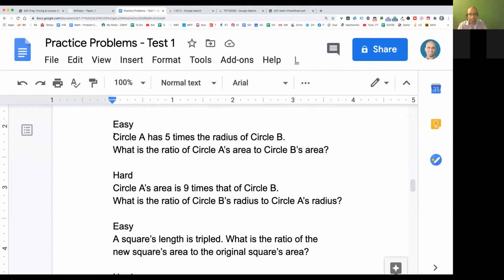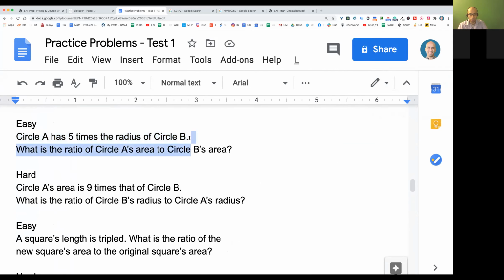A circle has 5 times the radius of circle B, right? So what you're going to do is take the radius of circle B to be 1. If the circle's radius is 1, then this circle's radius is going to be 5. And then all you've got to do is use the formula pi times 1 squared, and this is going to be pi times 5 squared, which is 25. So that's how you're going to calculate the ratio.